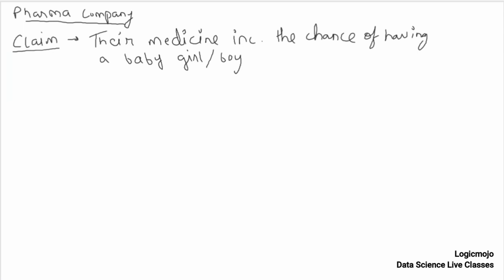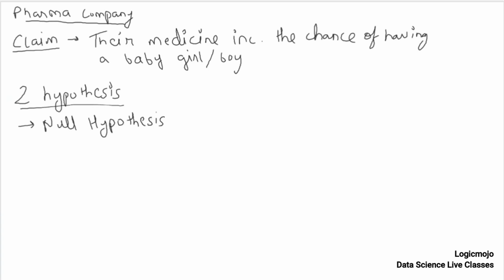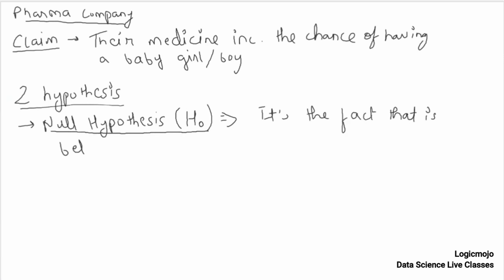Now there are two things, two hypotheses. The first one is called the null hypothesis, also known as H0. Now what is the null hypothesis? The null hypothesis is the fact that is believed until proven wrong.